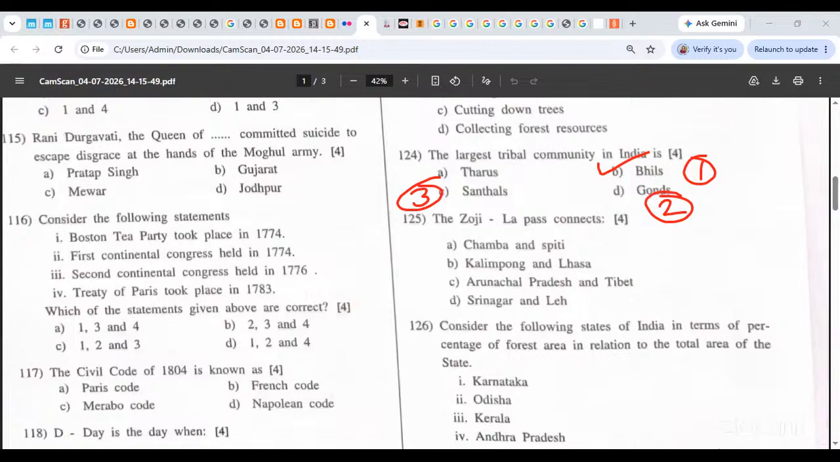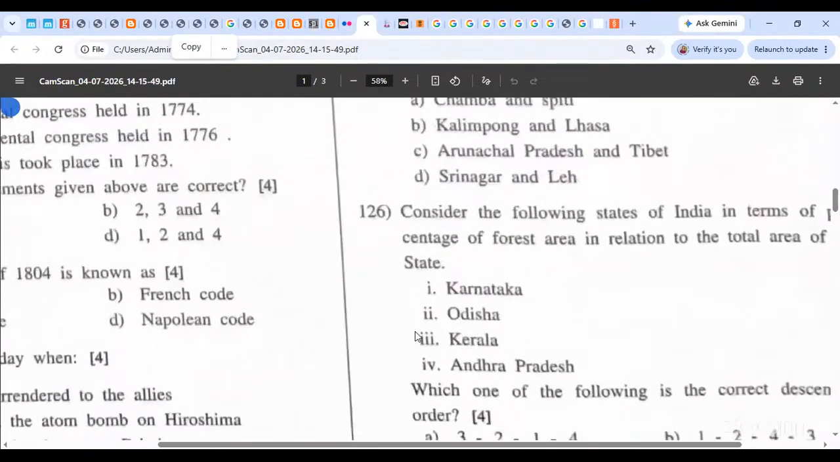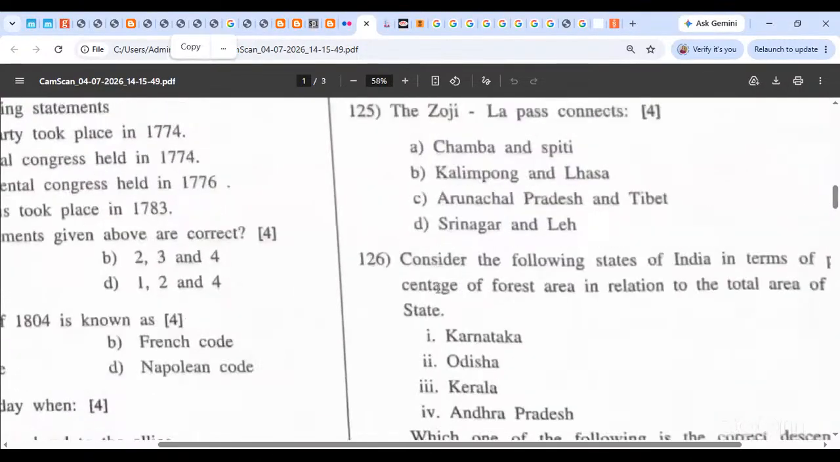All right. Okay. Moving on to the next question. We are going to question 125. We are discussing Zojila Pass. The Zojila Pass connects Chamba and Spiti, Kalimpong and Lhasa, Arunachal Pradesh and Tibet, Srinagar and Leh. Okay, you're looking at these places.